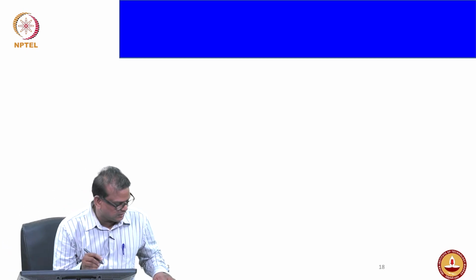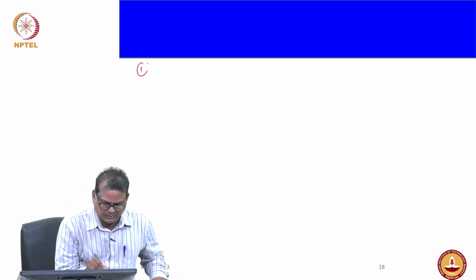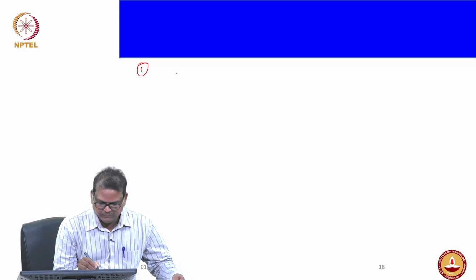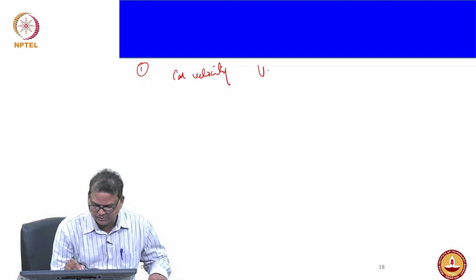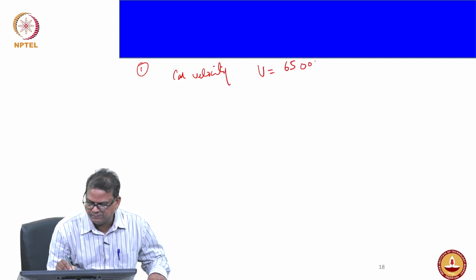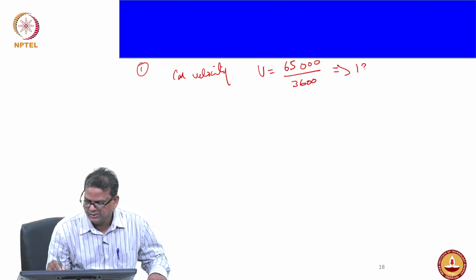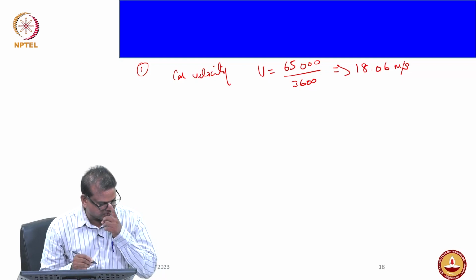So we will find out the car velocity. Car velocity is given, how much? 65 km per hour. So 65,000 divided by 3,600 per hour. That gives me 18.06 meter per second. So that's the velocity.